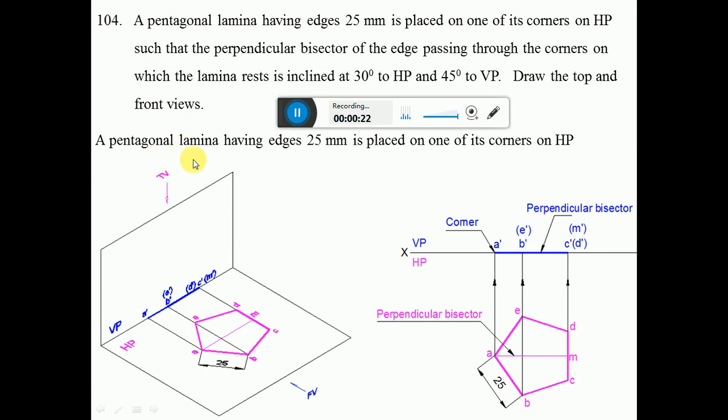So he says a pentagonal lamina having edges 25 mm is placed on one of its corners on HP. Since it is resting on one of its corners, whether in a pentagonal lamina it is resting on a corner or a side, the initial position always has to be a side which is perpendicular to VP. Since it is resting on HP, all the sides are resting on HP initially. That means all the sides are parallel to HP, so we are getting the true shape in HP.